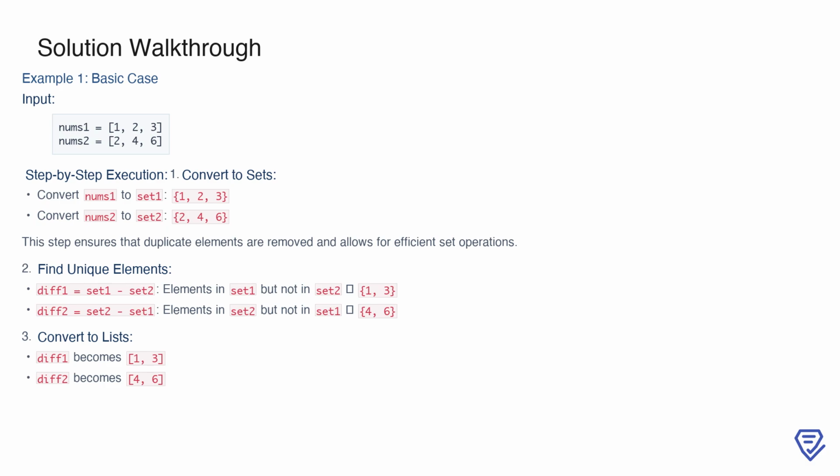Next, we find the unique elements in each set. Subtracting set 2 from set 1 gives {1, 3}, which represents the elements present in set 1 but not in set 2. Similarly, subtracting set 1 from set 2 gives {4, 6}, representing the elements in set 2 but not in set 1. Finally, we convert these sets back into lists. So {1, 3} becomes [1, 3], and {4, 6} becomes [4, 6].